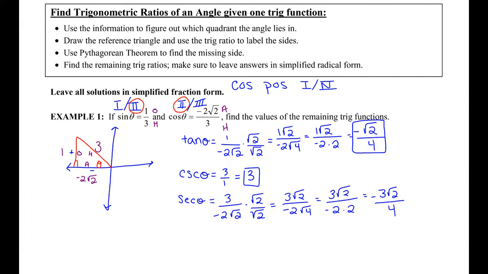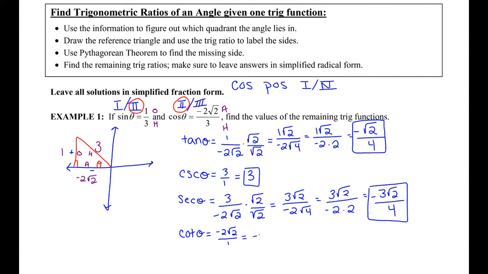Our last trig ratio matches up with tangent, and that is cotangent, so I can find it by either doing adjacent over opposite or by flipping the original tangent fraction. So I get negative 2 root 2 over 1 or negative 2 root 2.